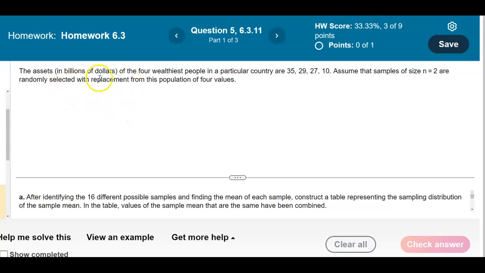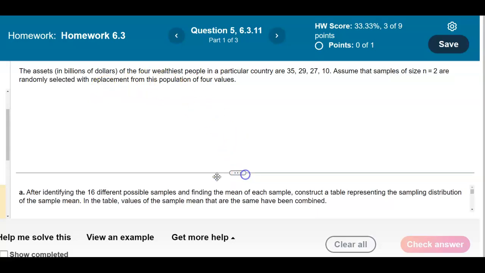The assets in billions of dollars of the 4 wealthiest people in a particular country are 35, 29, 27, 10. Assume that samples of size n equals 2 are randomly selected with replacement from this population of 4 values. In part A, it says, after identifying the 16 different possible samples and finding the mean of each sample, construct a table representing the sampling distribution of the sample mean. And in the table, values of the sample mean that are the same have been combined.